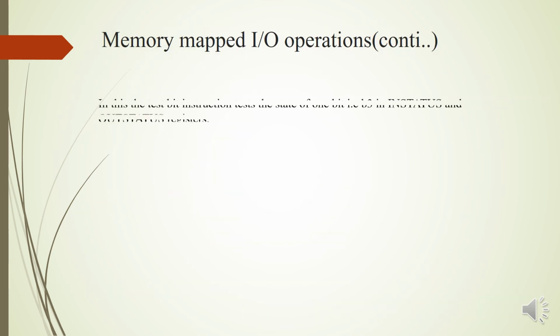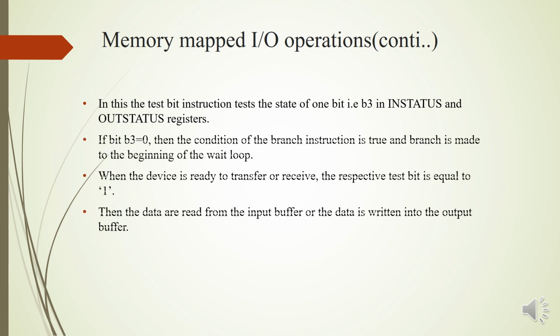In a memory mapped I/O operation, a test bit instruction is used to test the state of one bit, that is the B3 bit in the in status and out status registers. If B3 is 0, the condition of the branch instruction is true, and the branch is made to the beginning of the wait loop. When the device is ready to transfer or receive, the respective test bit is equal to 1. Then the data is read from the input buffer or written into the output buffer.